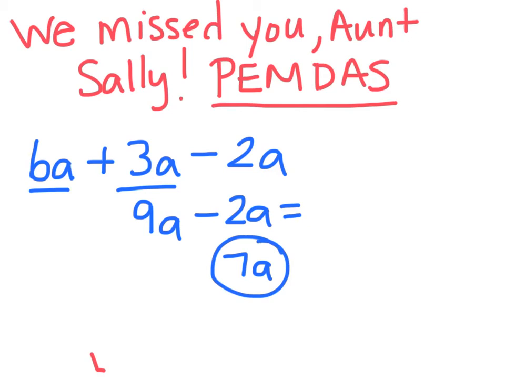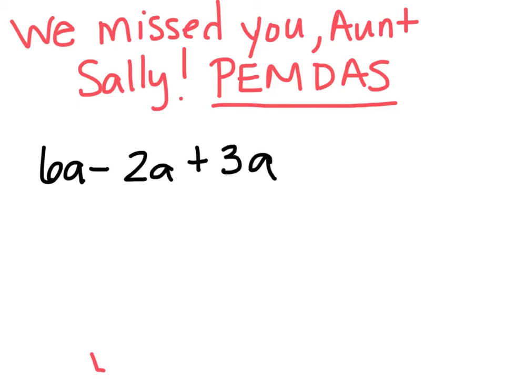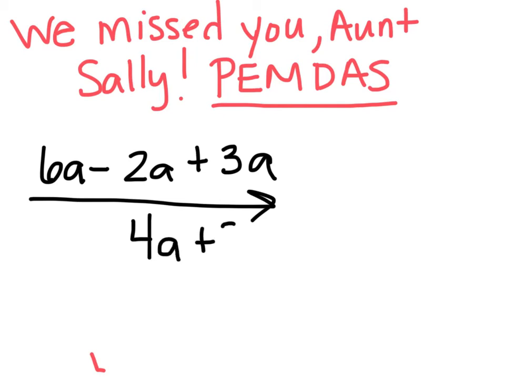Let's try another. Let's simplify the expression 6a minus 2a plus 3a. Once again, we work from left to right according to the rules of PEMDAS. So 6a minus 2a gives us 4a. We still have plus 3a. 4a plus 3a gives us 7a's. Our answer is 7a.